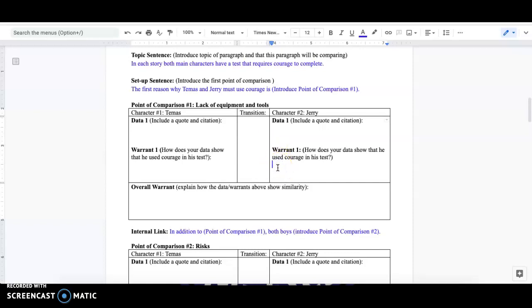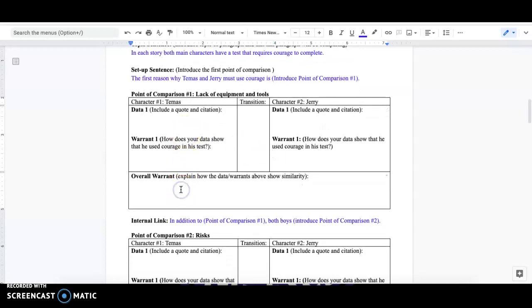And then exact same thing, answer that question. How does what he had, his tools, his equipment, how does that prove that Jerry had to use courage? So then you will have your overall warrant. So this is a sentence that you need to build where you answer this little prompt. So explain how the data and warrants above show similarity. Because of the lack of equipment that both Tamas and Jerry had, it shows that these boys are similar in some sense, or that their tests were similar.